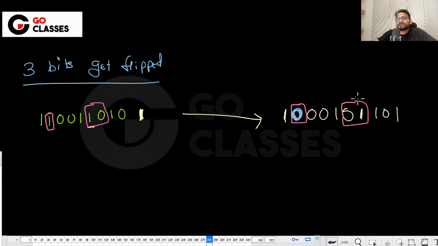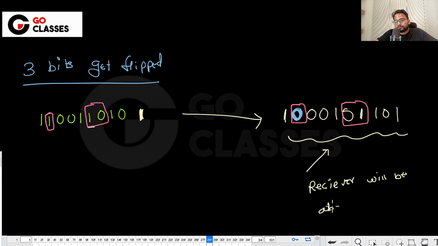Just count the number of ones. It should be even. 1, 2, 3, 4, 5. Yes, so it is odd actually. So this will be detected. The receiver will be able to detect this. So in this scenario, if you are flipping an odd number of bits, 1, 3, 5, then the receiver will be able to detect it.